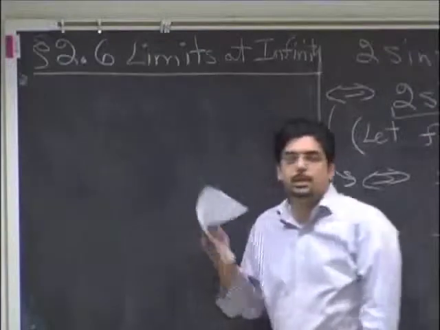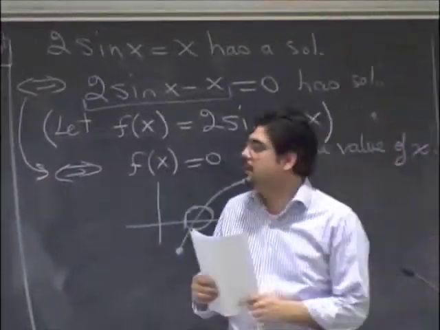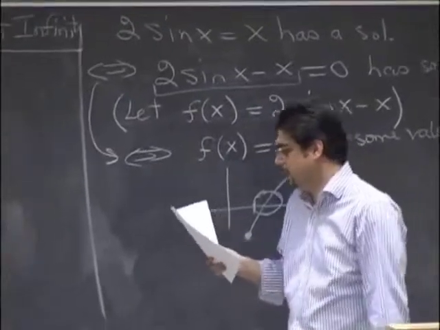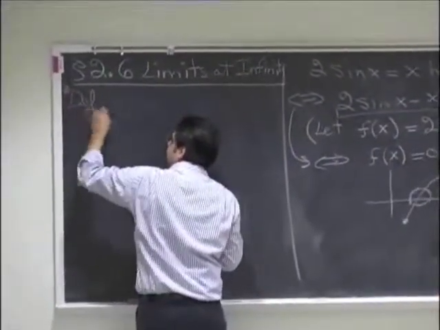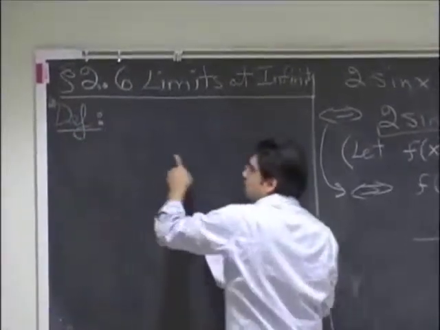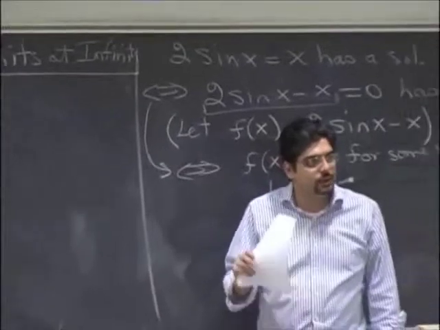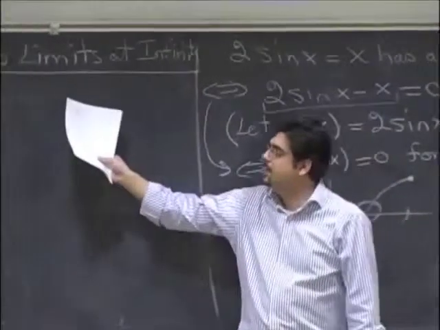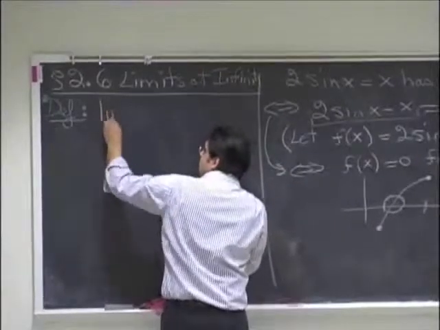The first part is limits at infinity, and the next part is infinite limits. So first, let's look at limits at infinity. And I want to start by writing the definition. But as I write the definition, I'm going to say it in simple English, so you can make the relationship between those mathematical symbols and what it really means to us in layman's language.